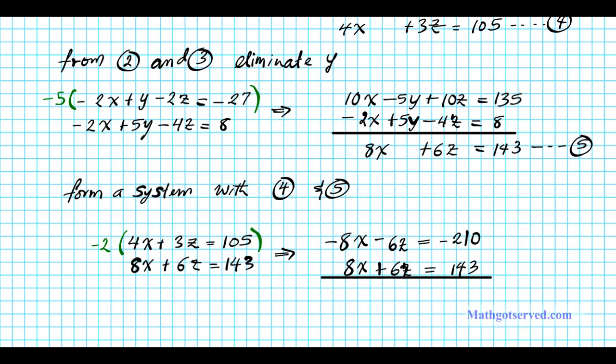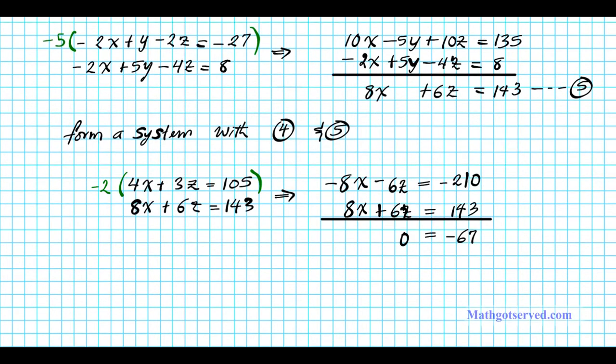Okay, so let's go ahead and eliminate the x's, and that will help us determine what z is. So if we add this, this goes to 0. And then if you add this, that goes to 0 also. And then -210 plus 143 is -67. So it's a -67. So what is this? This is a false statement, okay? This is a false statement.